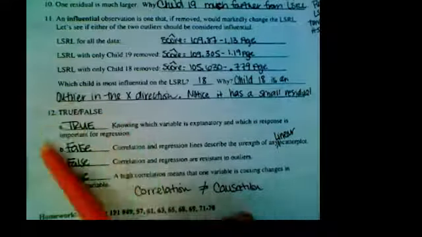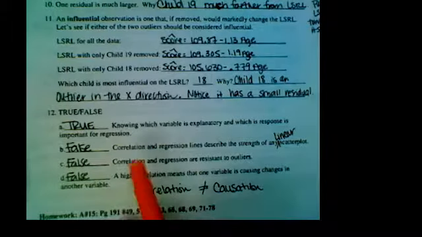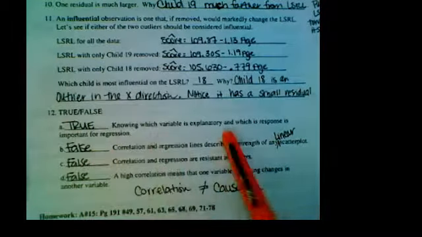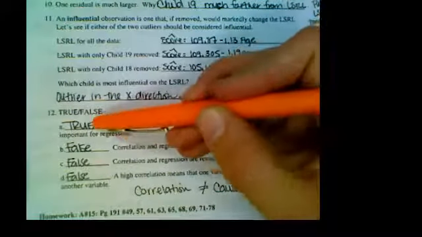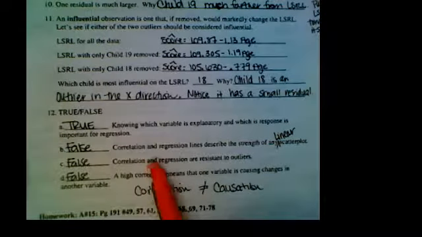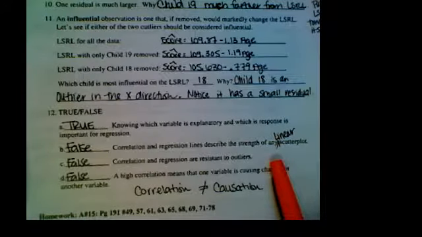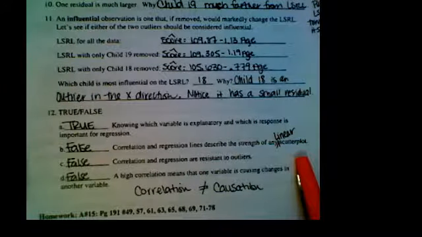We would have done these in class. I would have had you guys do them in your group, and then we would have talked about them, but let's talk about them. Knowing which variable is explanatory and which is response is important for regression. Yes, you have to know what your x and your y are. True.